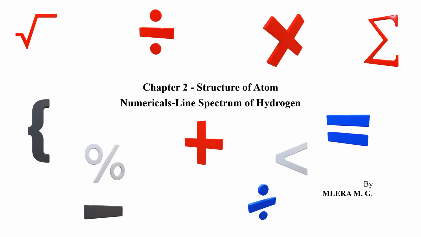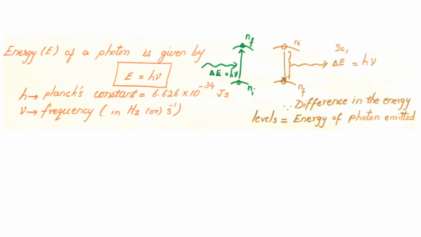Children, through these slides, let us learn a few numerical problems related to Bohr's theory of hydrogen atom. As you know, any radiation is considered to have streams of particles called photons. Therefore, the energy of a photon constituting a radiation is given by the formula E equal to h nu, where h is the Planck's constant, nu is the frequency of the photon.